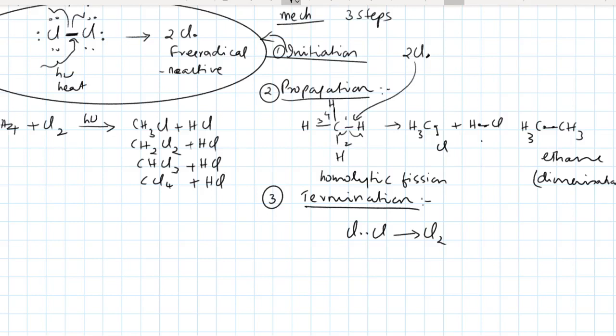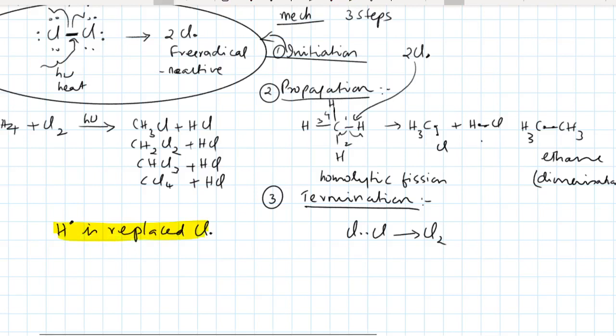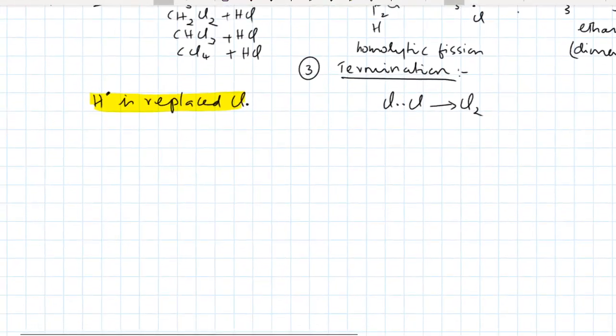substitution. So in this you can see that H dot is replaced with Cl dot. That's why we call this a substitution reaction. Okay, so why is it called substitution? It's because of this reason. So this is the substitution in the case of an alkane. It goes like this.